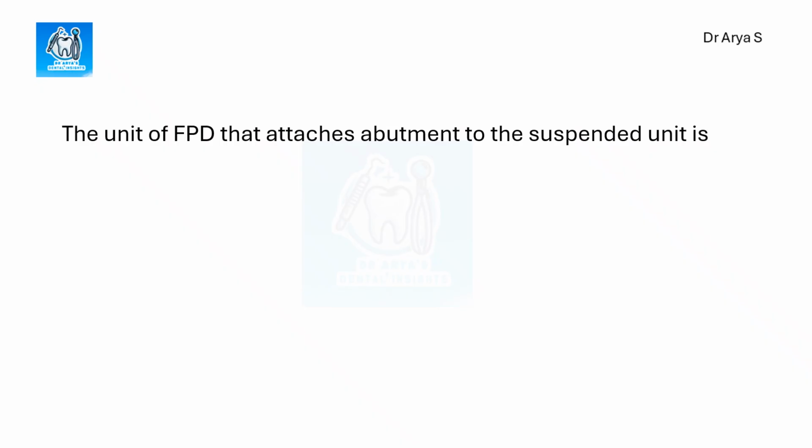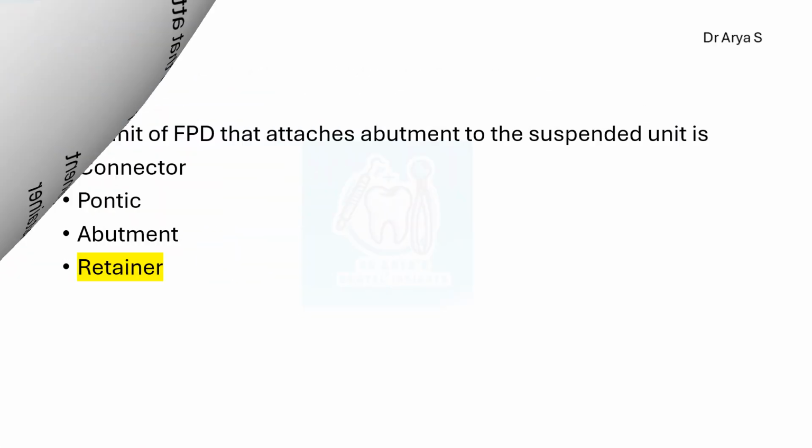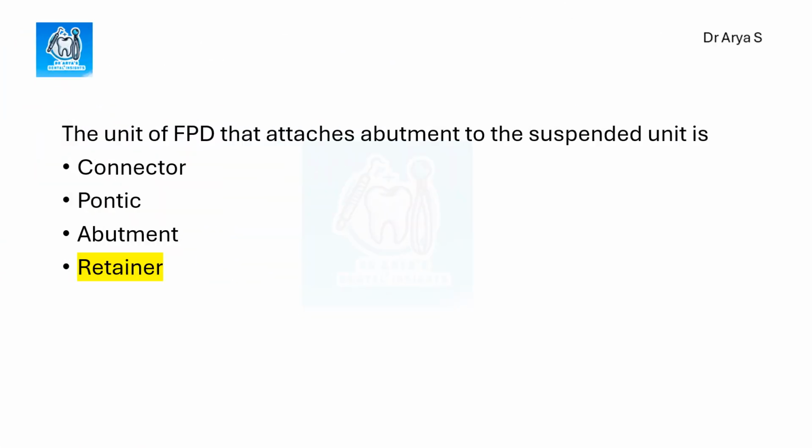The unit of FPD that attaches the abutment to the suspended unit. Then what is it? Is it connector, pontic, abutment, or retainer? So here the part which attaches the abutment to the suspended unit is the connector.